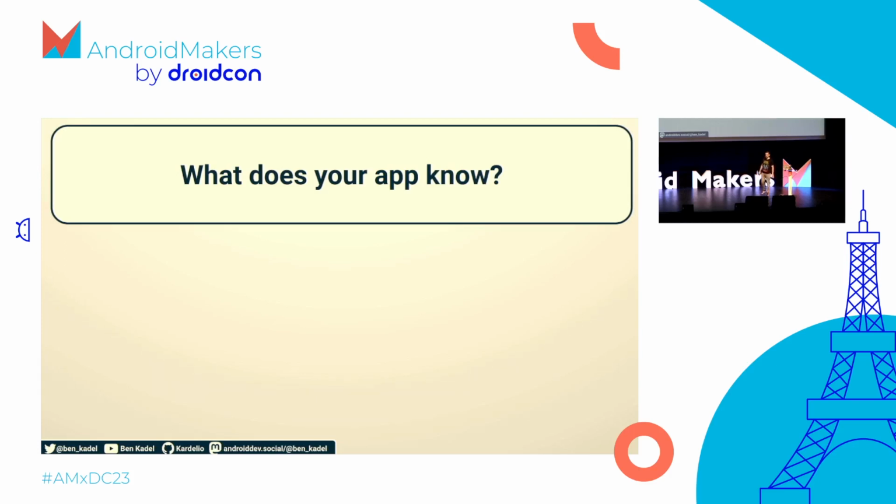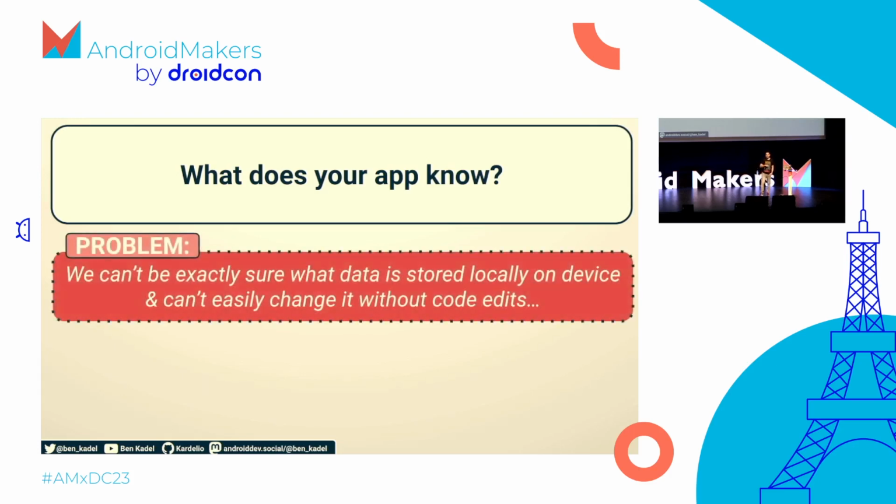Goodness. Rabble. Third chapter. What does your app know? Here's the problem statement. We can't exactly be sure about the actual local data that's stored on our device. Like, again, we think we know, but we can't be sure. And to check it, it's not really easy. There are some tools for us, but to check things like shared preference values, we maybe have to make a code change or breakpoints or whatever.